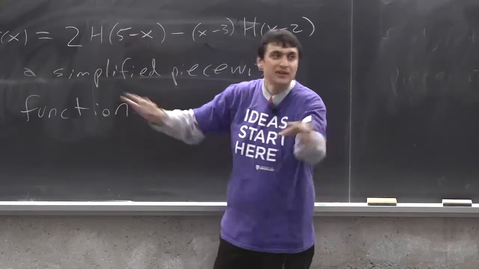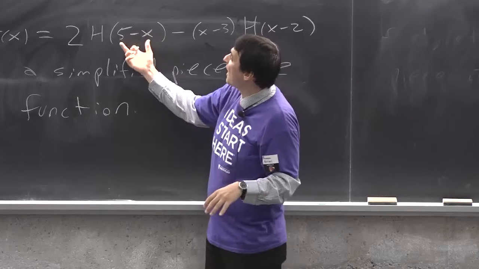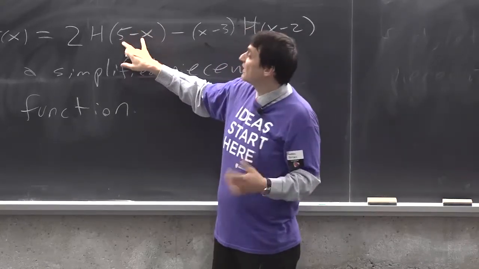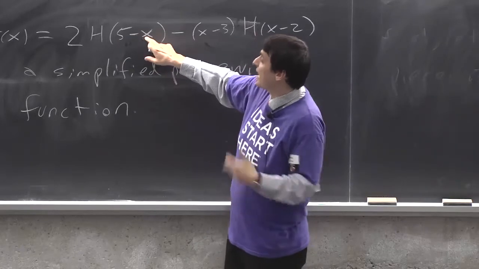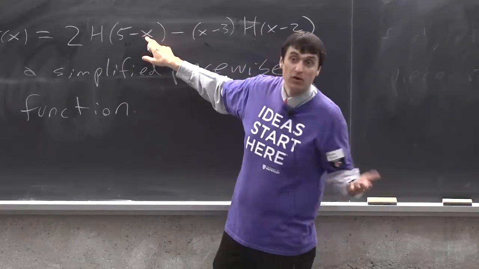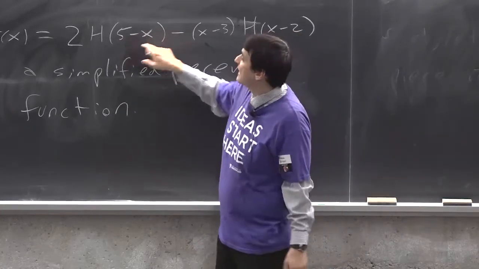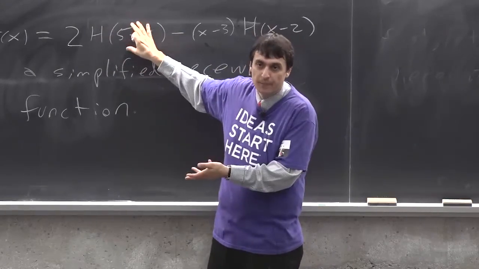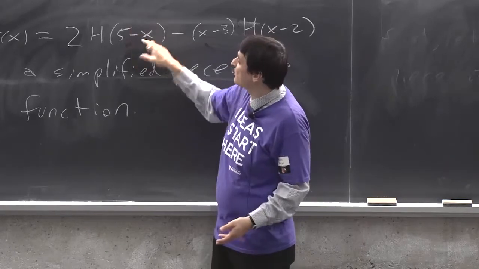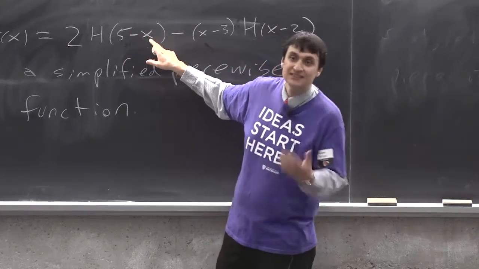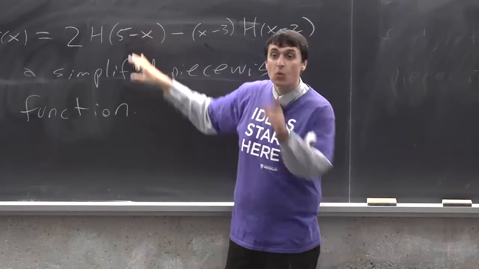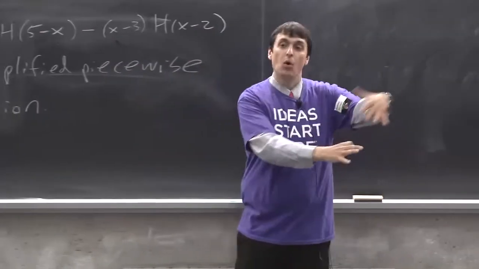So I purposely threw in a curveball, right? This is 5 minus x and not x minus 5, so you have to think: if x is some really large negative number, or any number less than 5, like 4 or 3, 5 minus x is positive, so h of that will be positive 1. And if x is greater than 5, 5 minus 6 is suddenly negative, so h of a negative number will be 0.